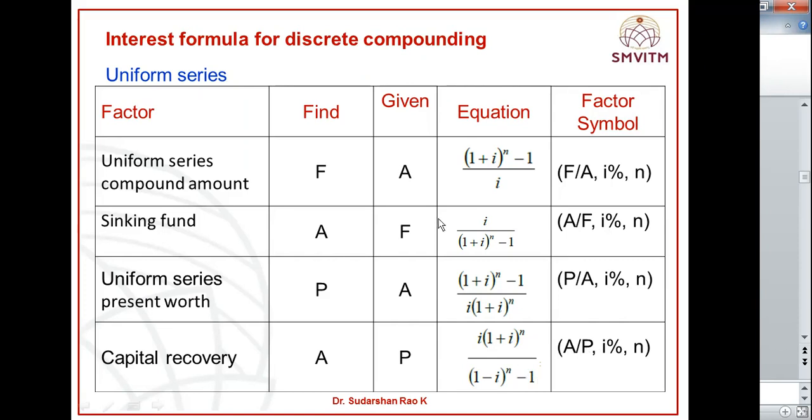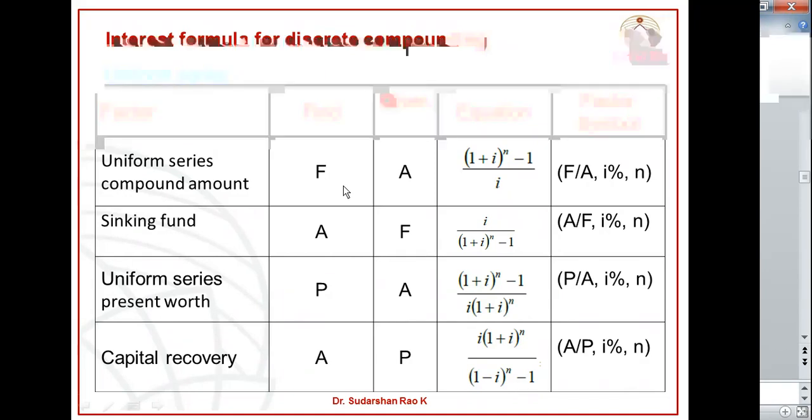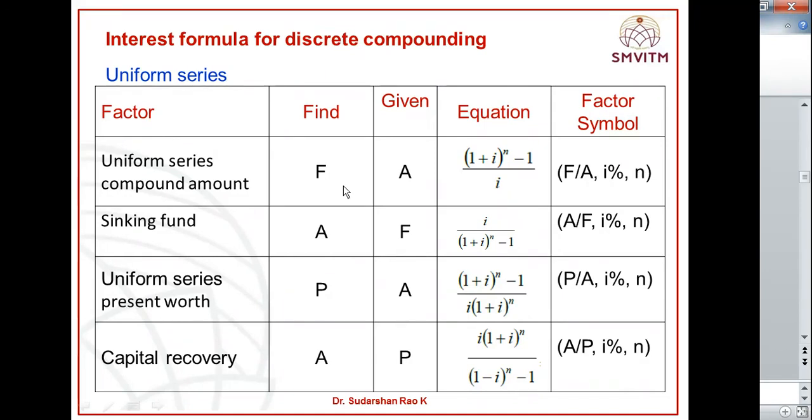These are the four uniform series formulae. Uniform series is nothing but a deposit amount that is deposited or withdrawn at every interest period, the same amount. There is a transaction at every interest period, and the same amount of transaction takes place. That is the uniform series.